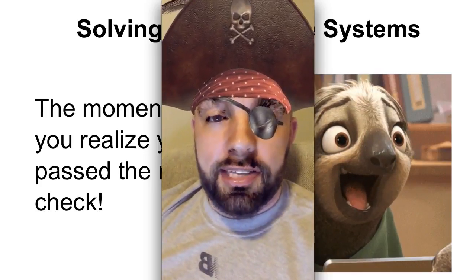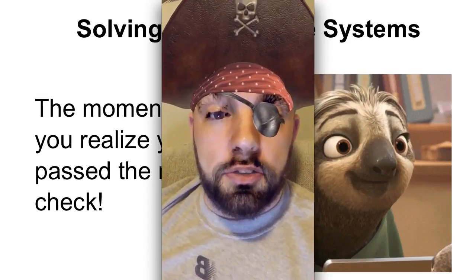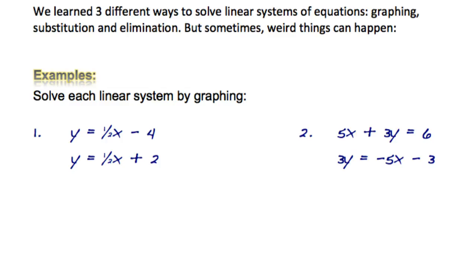Today we'll be solving special case systems of equations. So in the last three videos, you learned how to solve systems of equations by graphing, elimination, and substitution. This video is going to be showing you all these weird things that can happen. So let's look at this first example. Solve each linear system by graphing. So y equals 1/2 x minus 4 and y equals 1/2 x plus 2.